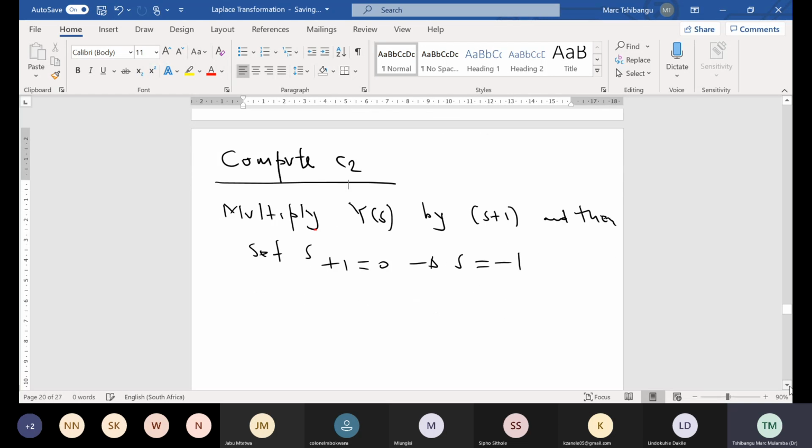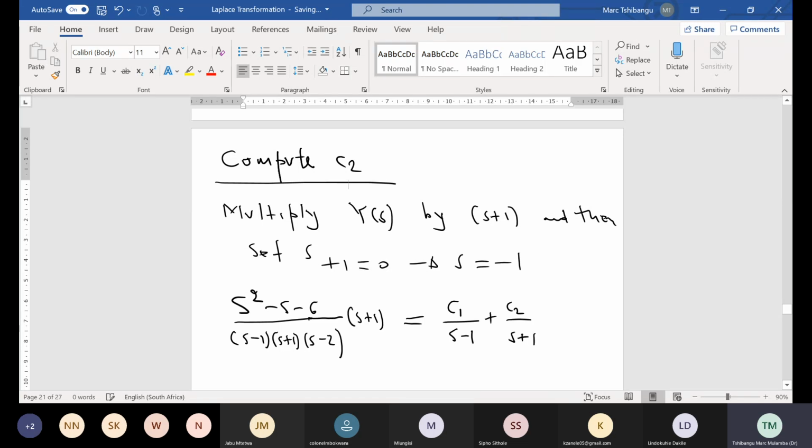So now we need to compute C2. Again, we have (S squared minus S minus 6) over (S minus 1)(S plus 1)(S minus 2). We multiplied by S plus 1, which is equal to C1 over (S minus 1) plus C2 over (S plus 1) plus C3 over (S minus 2), and we multiply everything by S plus 1 so that we do not change our expression.